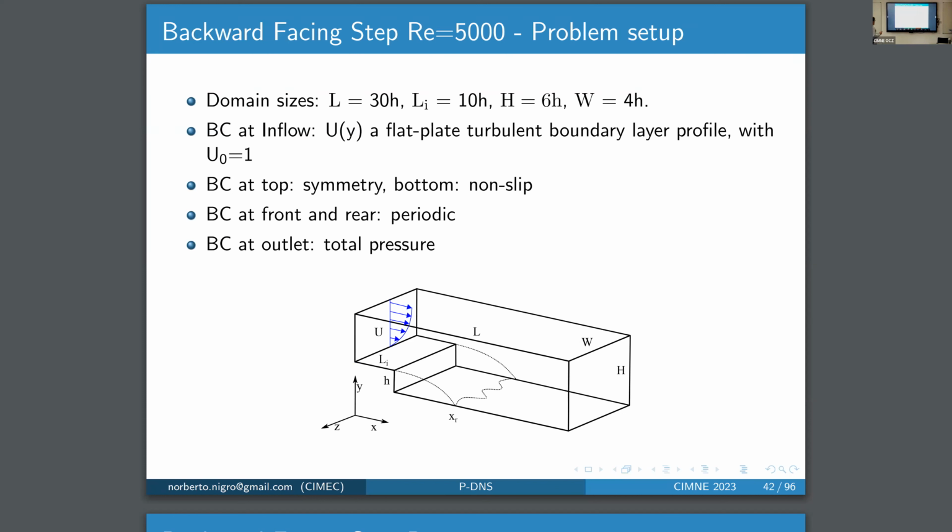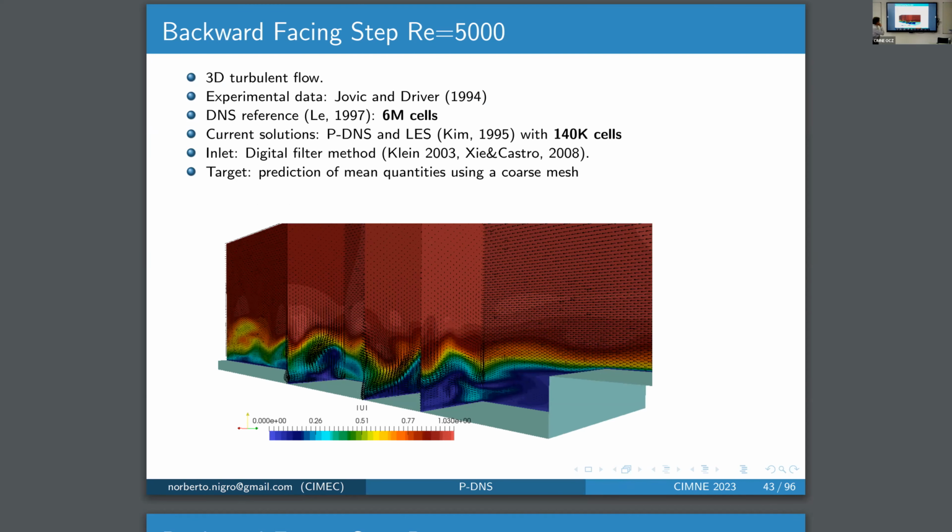Another problem is the backward-facing step that we solve in 3D. In this problem, it's important to identify the reattachment length of the flow. Our experimental data was taken from this paper. It's a 3D turbulent flow. The DNS reference used 6 million cells. We use 140,000 cells, also with LES and pDNS. We use some sort of boundary condition for the inlet for promoting the turbulence, using a digital filter method. And we predict the mean quantities using a coarse mesh.